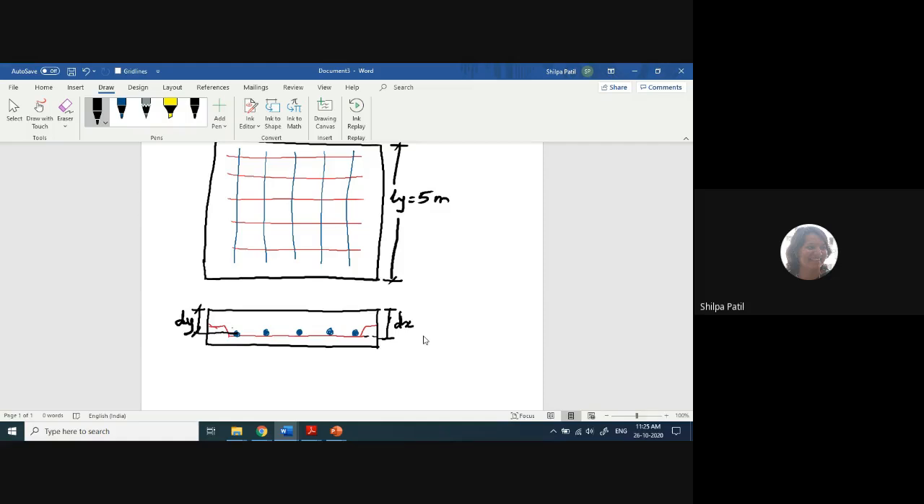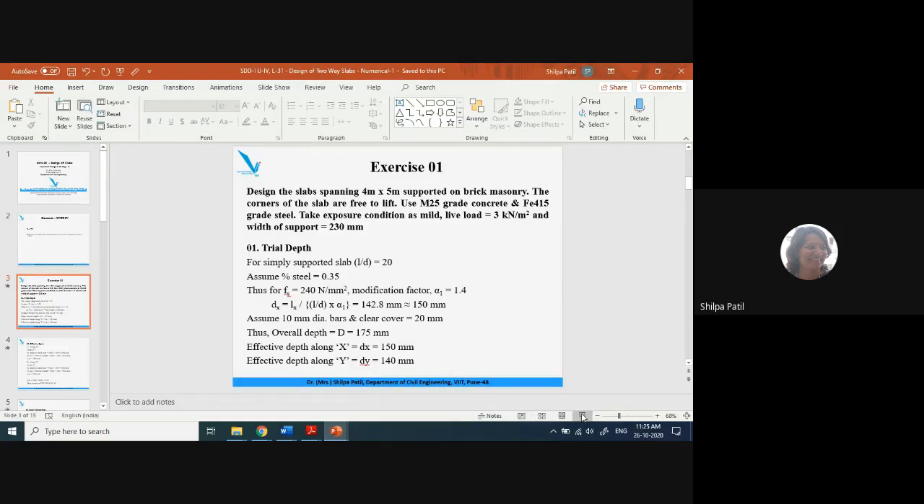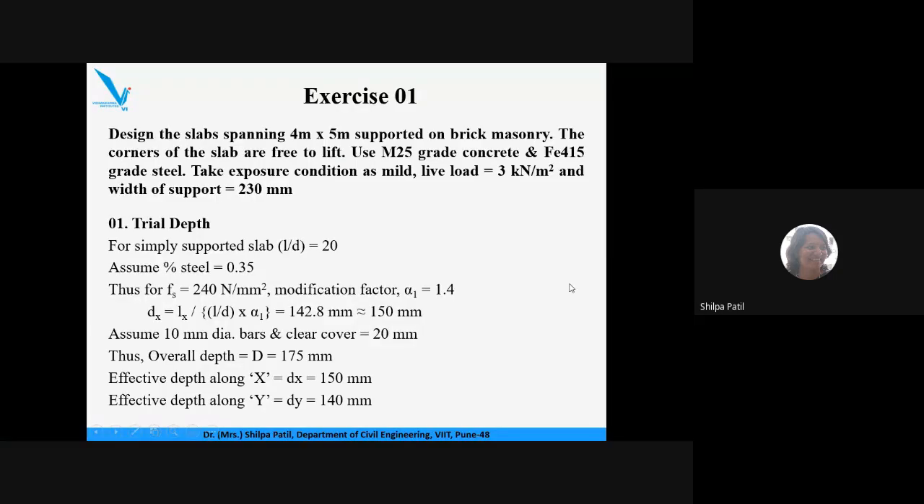Is it clear to everybody? Once we get dx, how to find out dy? I wanted to explain this diagram. So I will go back to your presentation now, and you will understand how we have calculated dx and dy. So dx, by making use of this formula, lx upon l by d into alpha 1. Alpha 1 we have calculated as 1.4, l by d is 20. By putting all these values, dx is coming as 142.8, which is approximately taken as 150 mm.